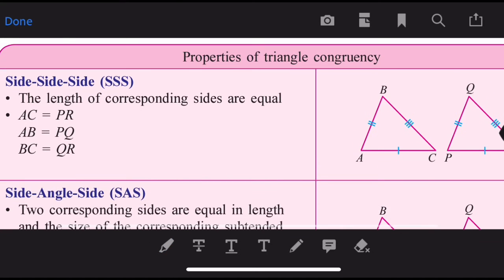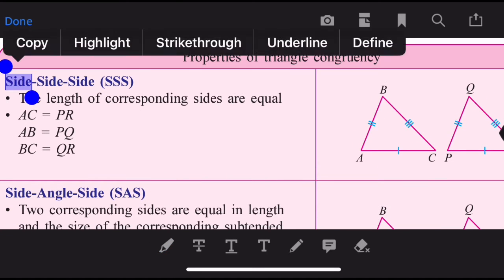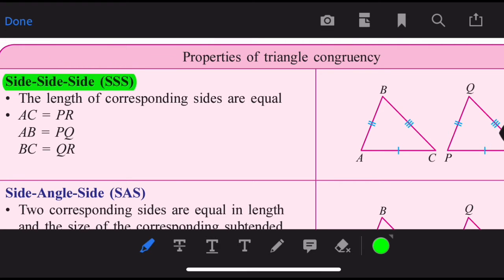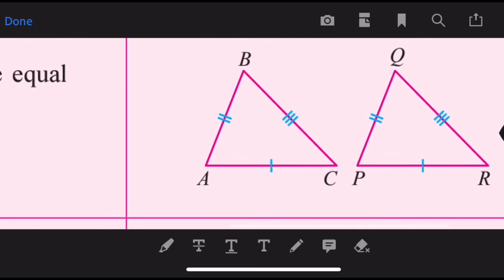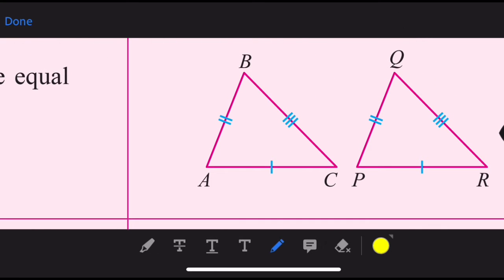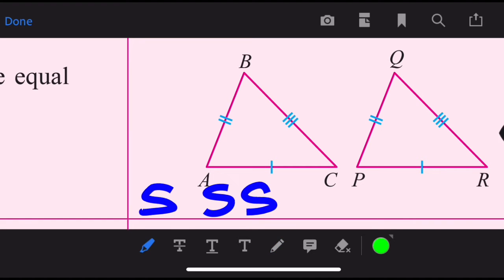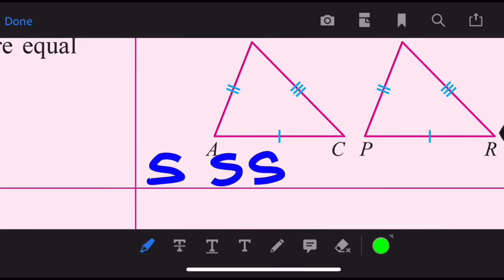The result of the mind mobilization is that congruent triangles have the following properties. Either we call it side, which means all the lengths of corresponding sides are equal, like this. So this is side, side, side, which we call SSS. Alright, all the sides are the same.